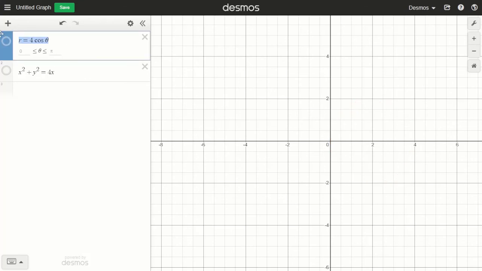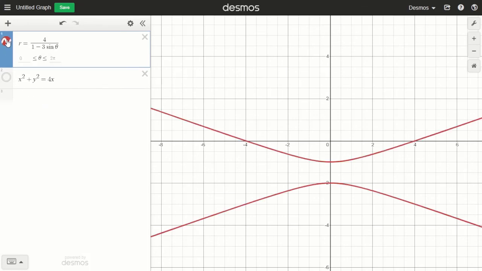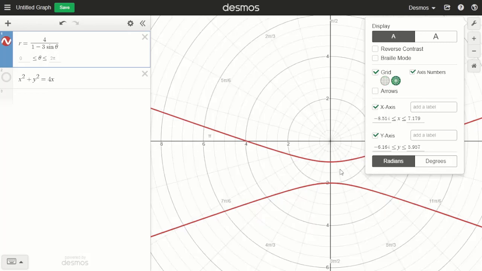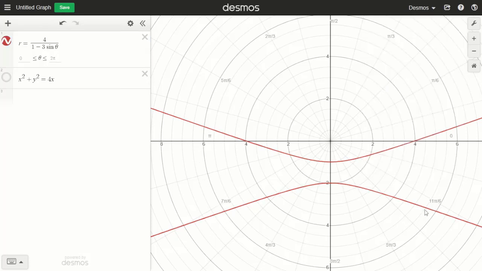Just like that, in part B of the example, I had r equals 4 over 1 minus 3 sine theta. That was the curve generated when our equation was a polar equation. And in polar coordinates, the graph won't even move. We just change the way of representing every single point on this graph.